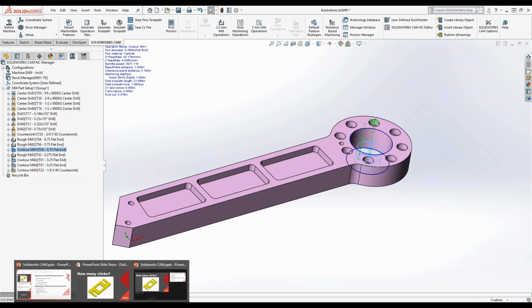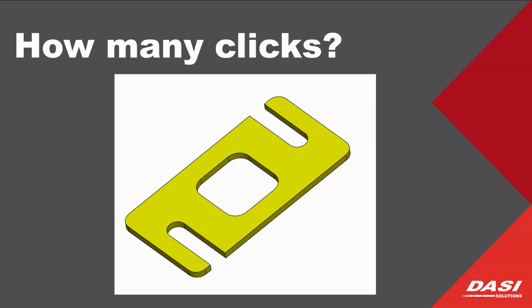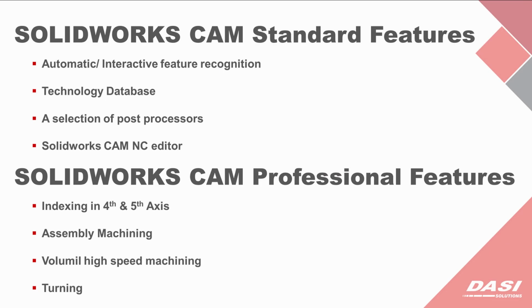Okay, I'm going to flip back to our PowerPoint here. So we took a look at that. Let's take a look at the features again. With CAM Standard, you get the automatic and the interactive feature recognition, the technology database, a selection of post processors, and the NC editor. That's all built in with CAM Standard.